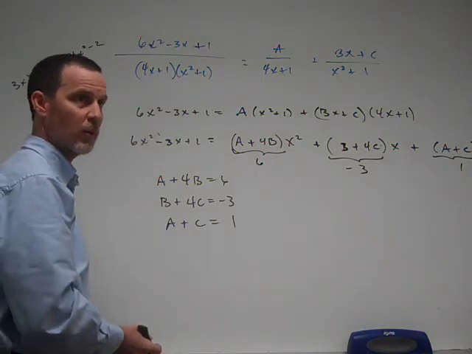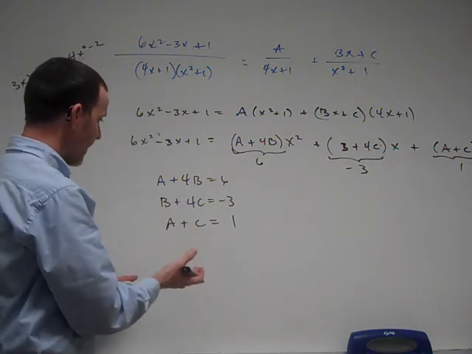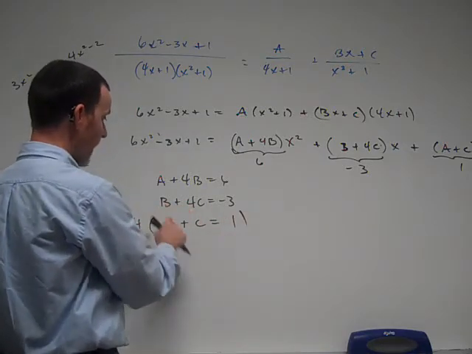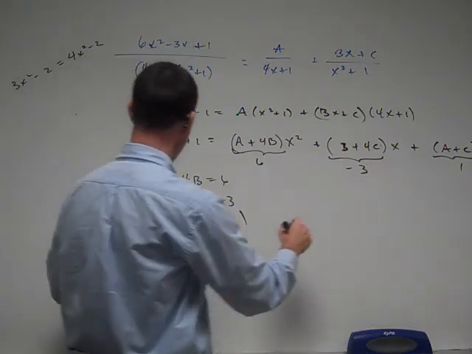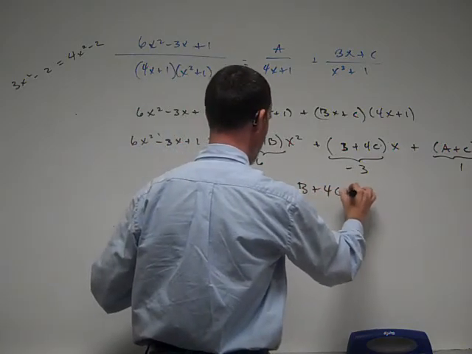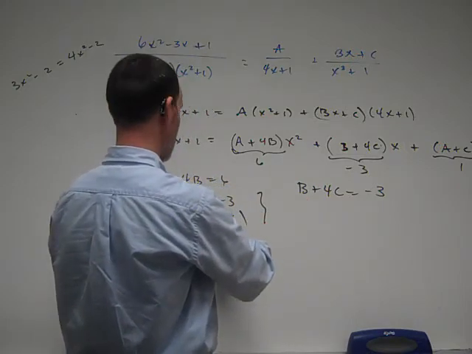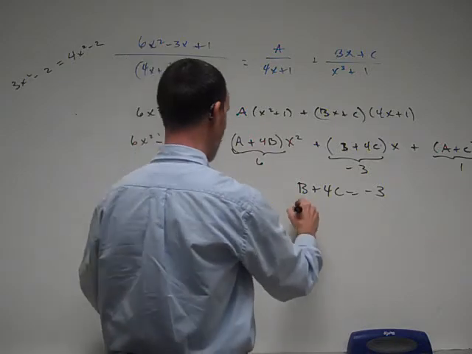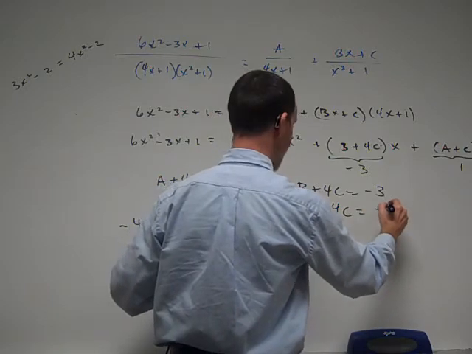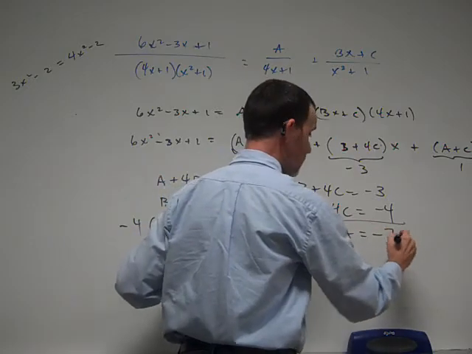I'll start it, but I won't finish it. I need to eliminate one of the variables here. So if I multiplied this one by say -4 and added to this one, it would get rid of some of it. So like using the bottom two, b plus 4c is -3. Multiplying this one by -4, -4a minus 4c equals -4. Now adding those, I get b minus 4a equals -7.